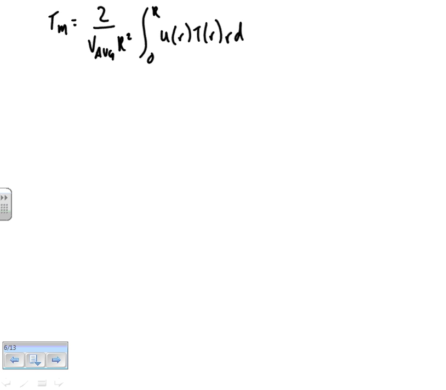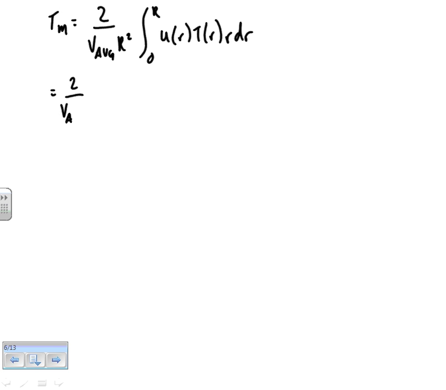Okay, part two. Part two says, well, what's the mean temperature? The expression for the mean temperature for a tube is 2 divided by V average times cap R squared, times the integral from 0 to R of U as a function of R multiplied by T as a function of R times R dr. All right? So let me start to plug in some things.